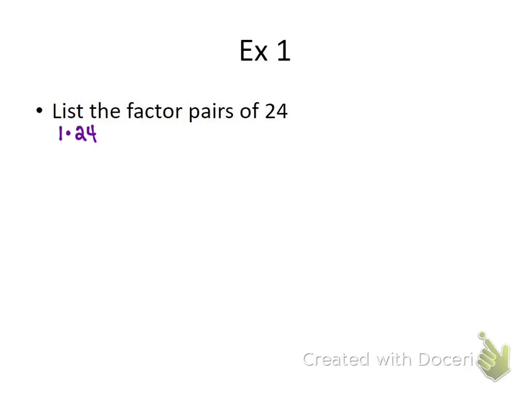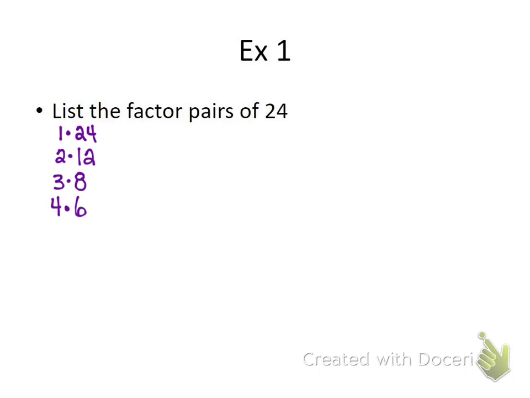What else can I multiply together to get 24? 6 times 4. Well, let's do them in order. Can I take 2 times something to get 24? 2 times 12. Can I take 3 times something to get 24? 8. What about 4? 4 times 6. What about 5? Nope.